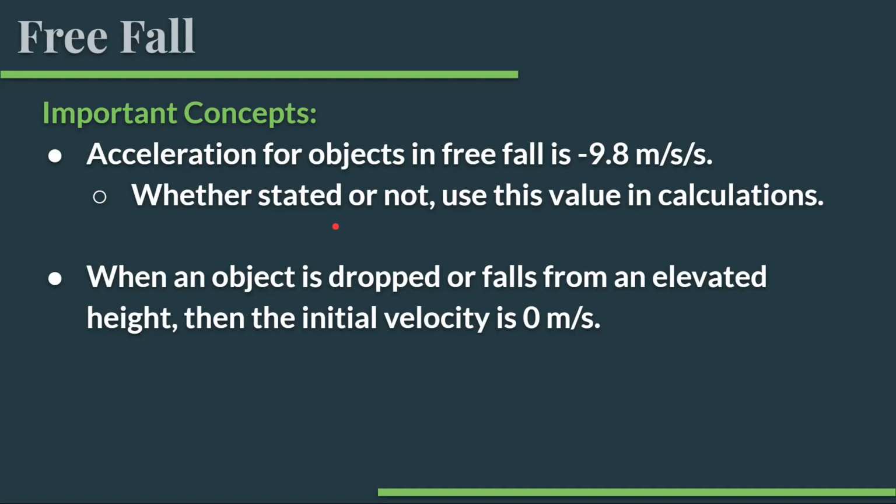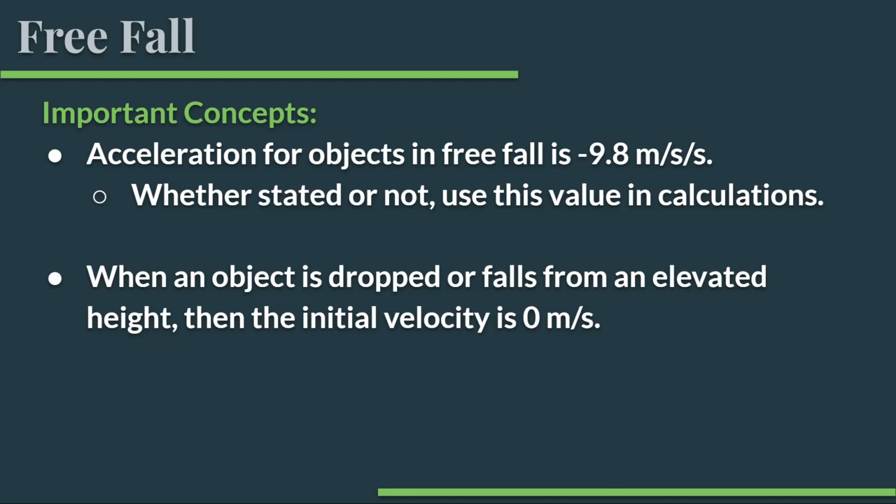Acceleration for objects in free fall is always negative 9.8 meters per second every second. Whether it is stated or not, you're going to be using that value in your calculation. So it's probably not going to be stated because it's the same number every time. So when you read a question, it may not be in there, but you need to know to use it.